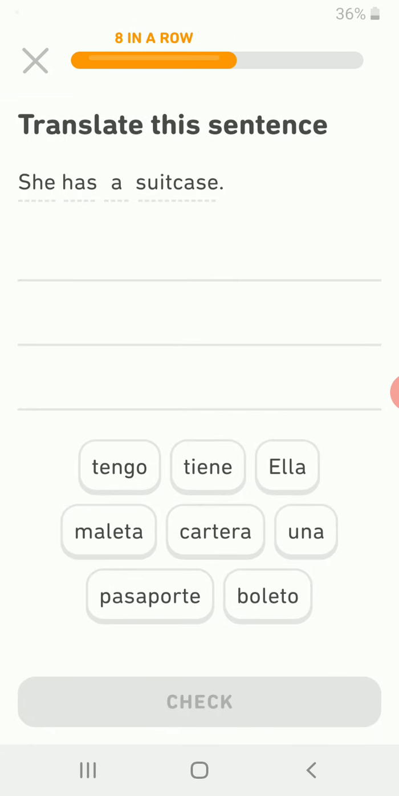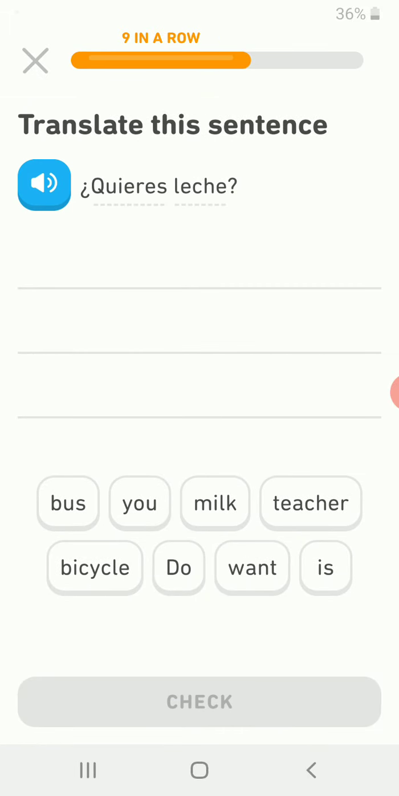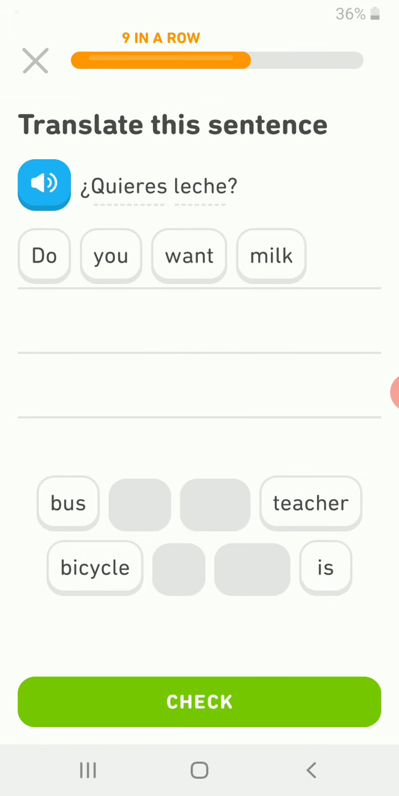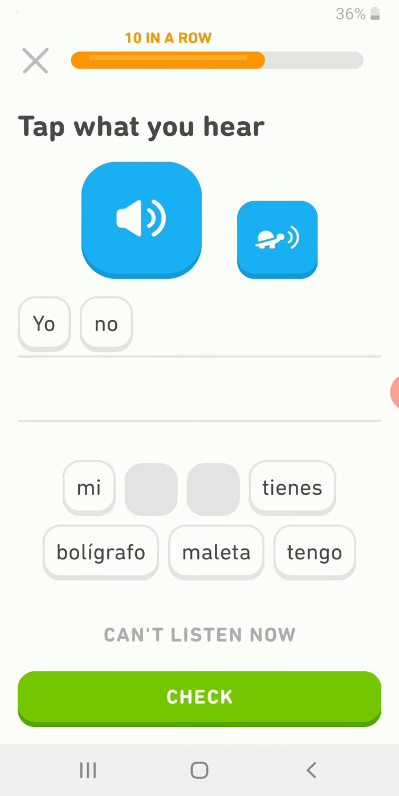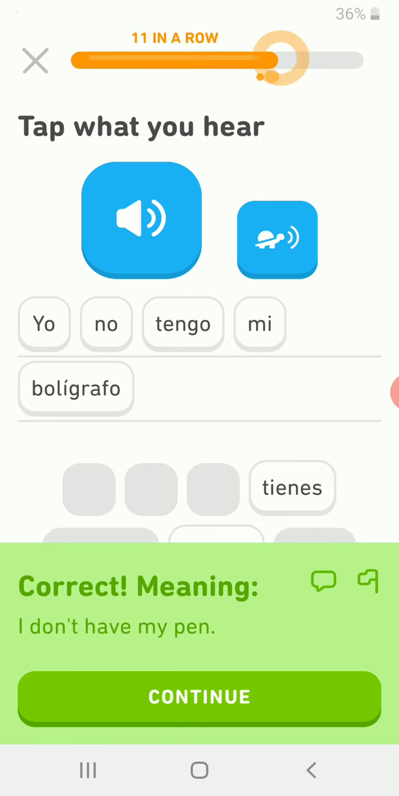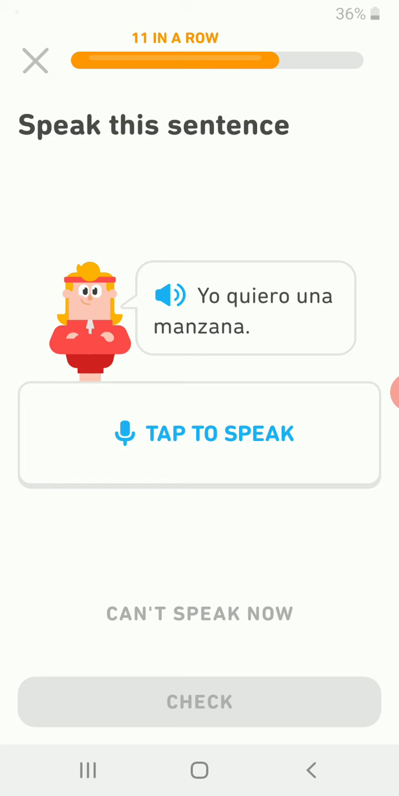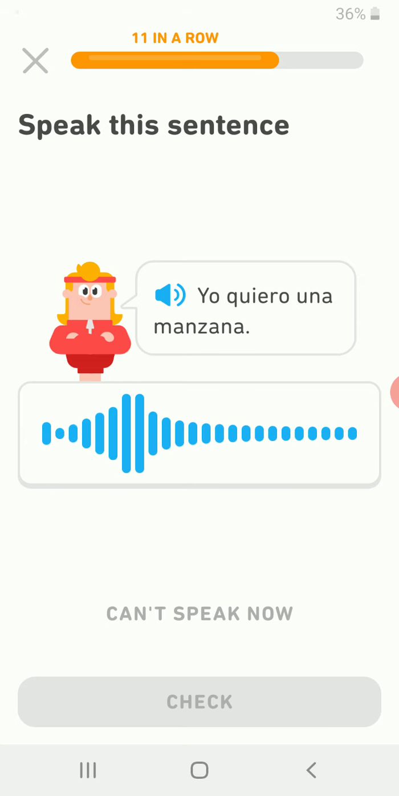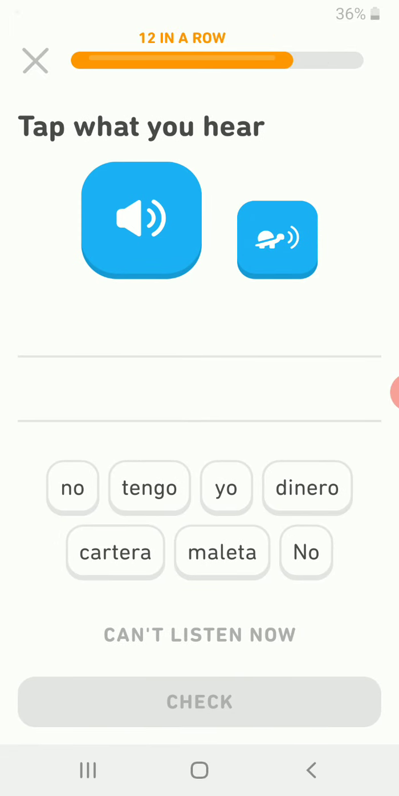Sorry, this is a question. She has a suitcase. Ella tiene una maleta. ¿Quieres leche? Do you want milk? And what else? Yo no tengo mi bolígrafo. Bolígrafo is a pen, so I don't have my pen. Yo quiero una manzana. Tener is another verb in Spanish, which means I have. I want an apple. No, yo no tengo dinero.